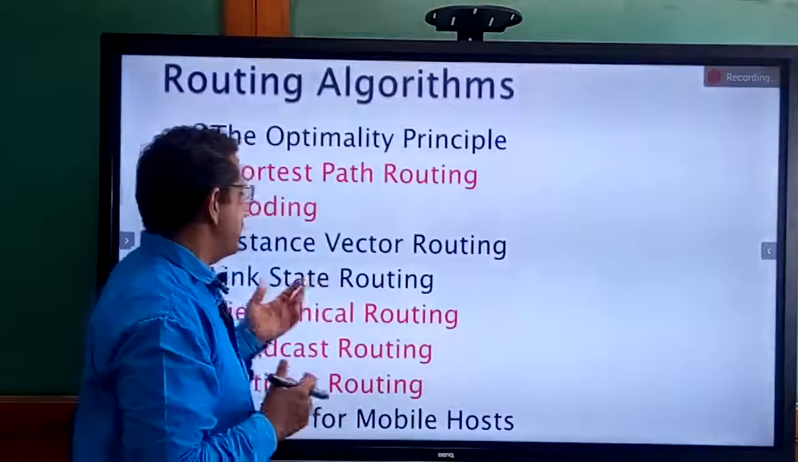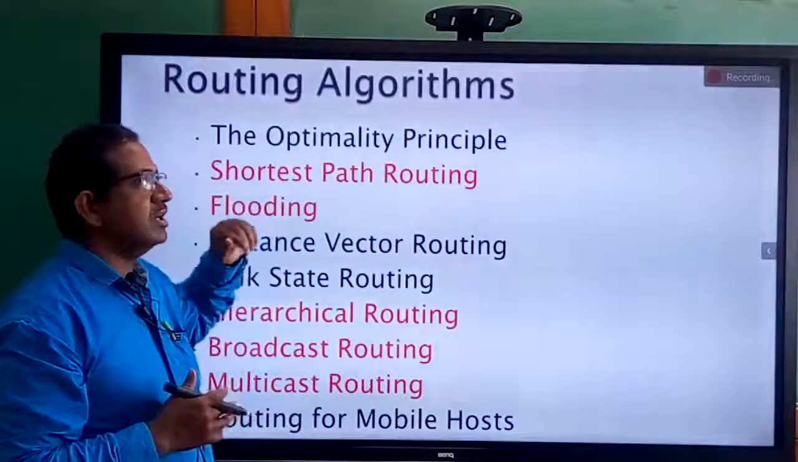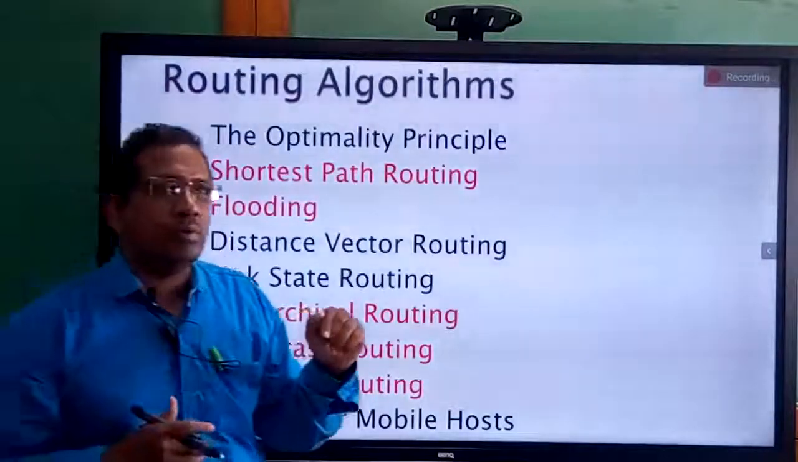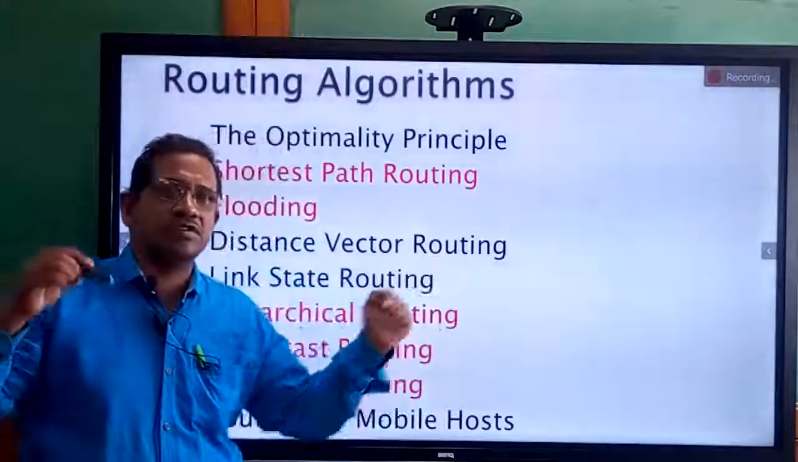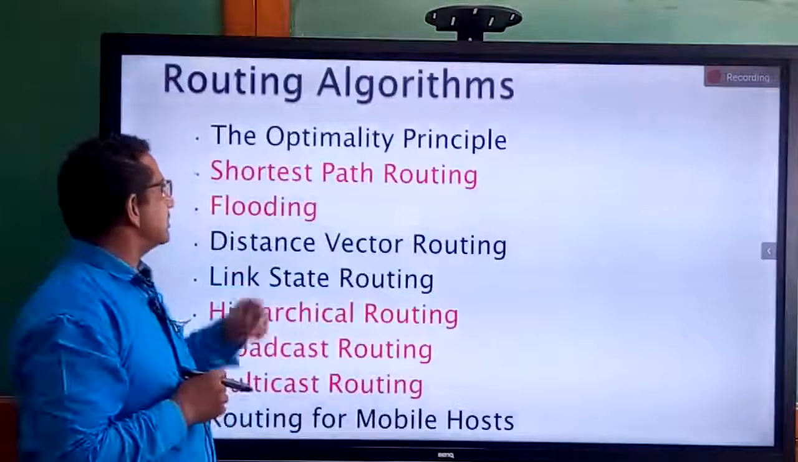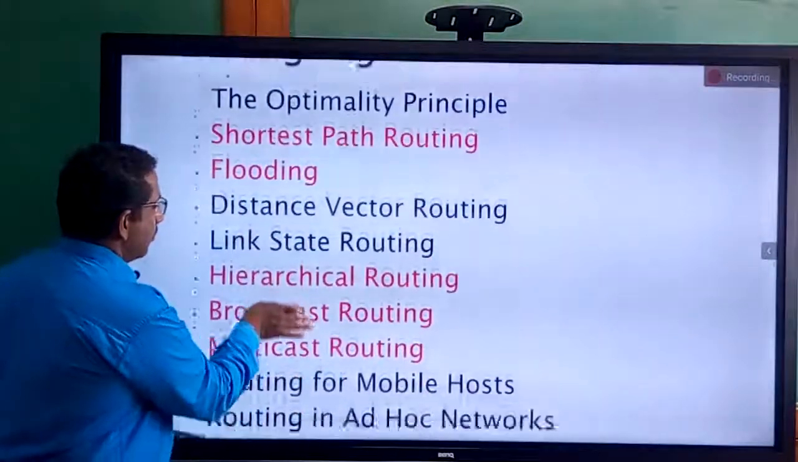Okay, it's a very simple method. So it is going to be straightforward. As the name indicates, shortest path routing. Every router has to find out what is the shortest path for a packet to transfer from source to destination. So in this process, what will every router do? Let us try to look into that.